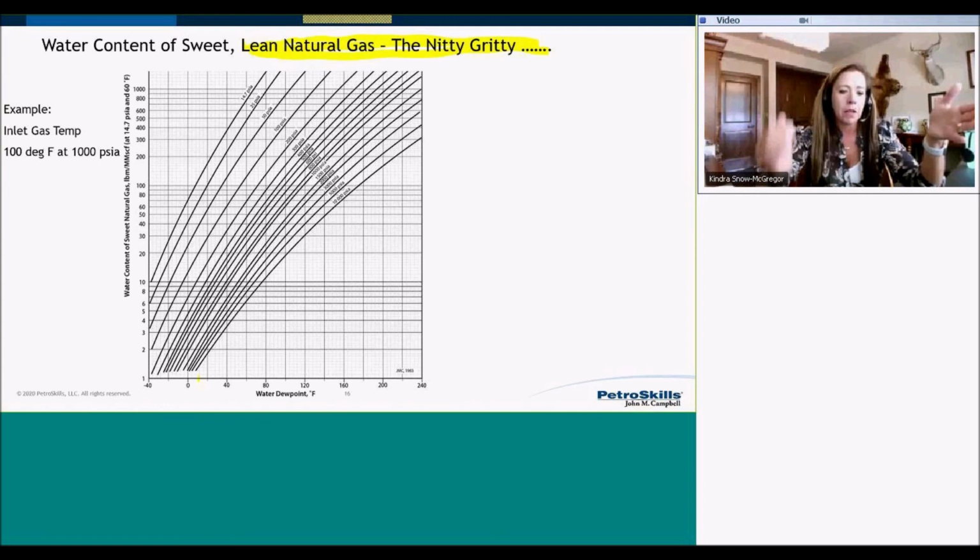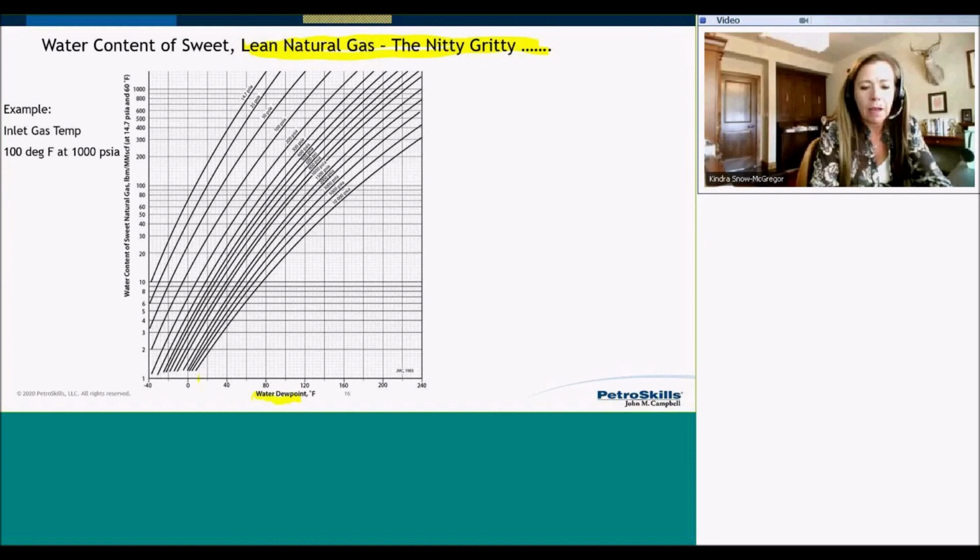Notice this chart down here. My x-axis is water dew point, degrees Fahrenheit, which is my inlet gas temperature. Here is the water content of sweet natural gas, in pounds mass of water per million standard cubic feet. Inside the chart, these are lines of pressure. If I know my inlet pressure and inlet temperature, I can find the saturated natural gas water content. So let's continue on with this example.